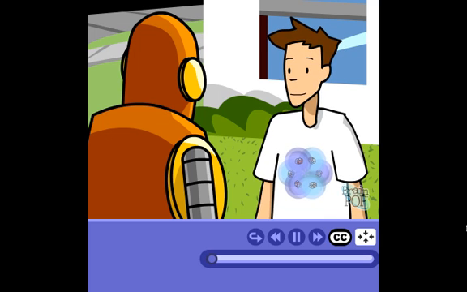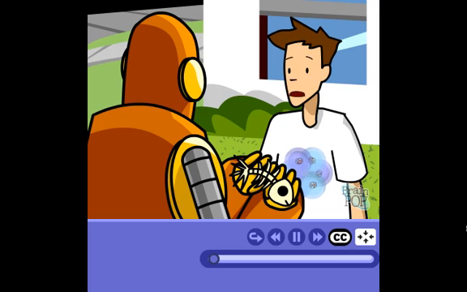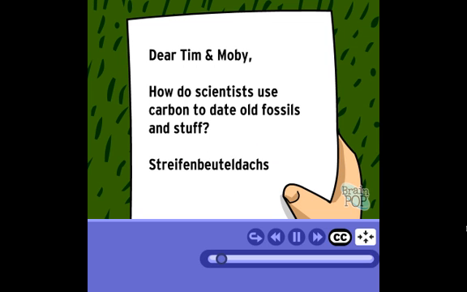What'd you find? Let me see. Oh, that's Ewan. I buried him here in the yard 2 years ago. Yeah, why don't you put him back? Dear Tim and Moby, how do scientists use carbon to date old fossils and stuff? From Strife and Beetle Docs.